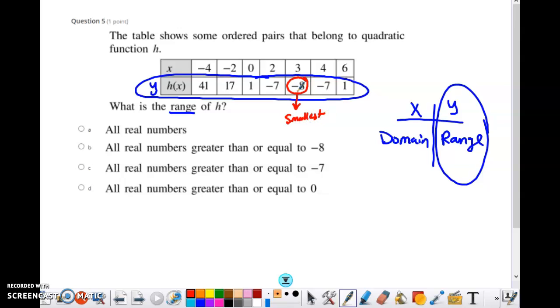What happens to the numbers? Are they getting bigger or smaller? Are these numbers getting bigger than -8 or smaller than -8? Okay, so think about that when you answer this.